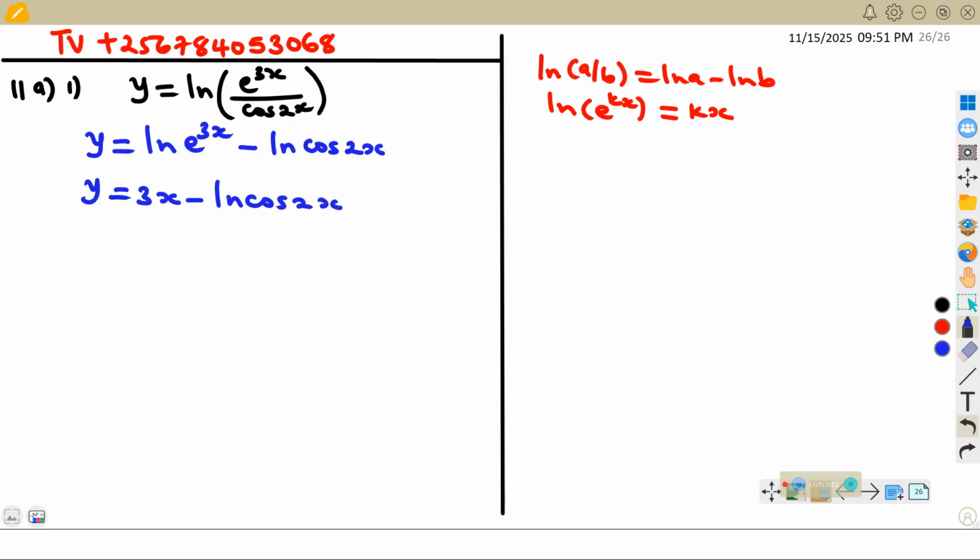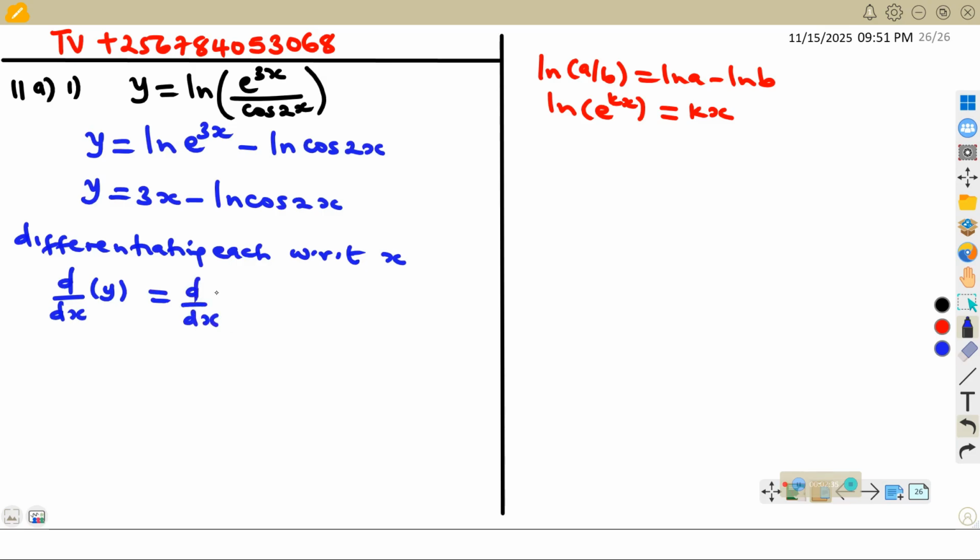From here, we shall differentiate each term with respect to x. So the next step is differentiating each term with respect to x. We differentiate y with respect to x, then 3x, and then minus, we differentiate ln cos of 2x. This will give us dy dx.